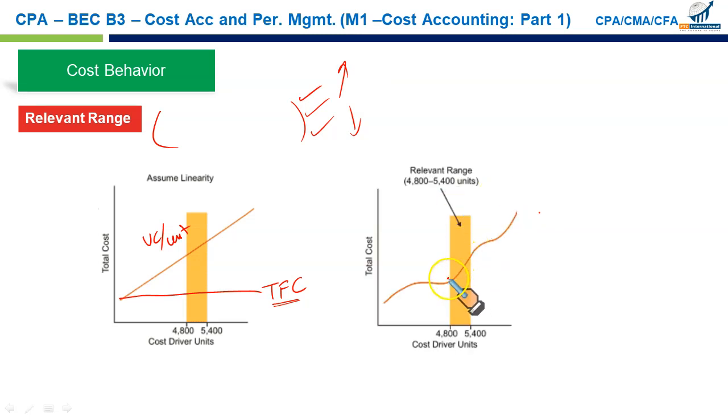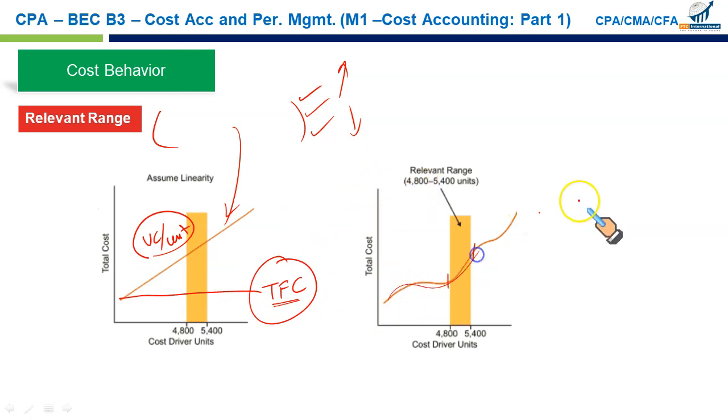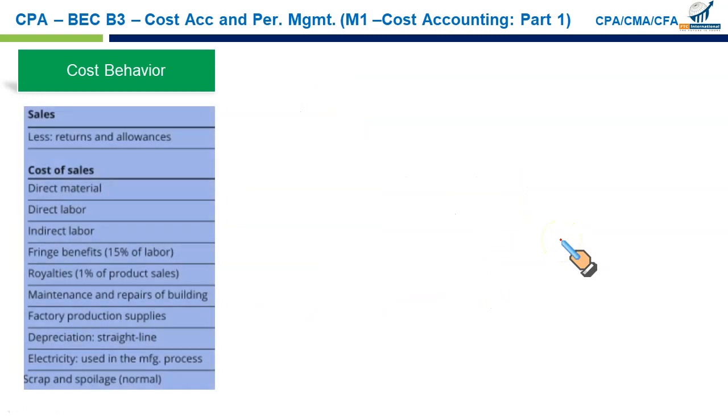erratic behavior, it means the assumption that the variable cost per unit would stay the same and fixed cost in total would stay the same, it may change. So within the relevant range, you could expect the cost to show predictable behavior. Variable cost per unit stays the same and total fixed cost stays the same. But if the relevant range is breached, then the cost could show an erratic behavior. Variable cost per unit may go up or down, total fixed cost may go up and down. It could be anything. Now let us discuss these few costs and see their behavior.